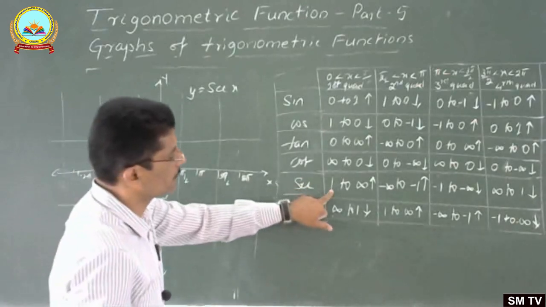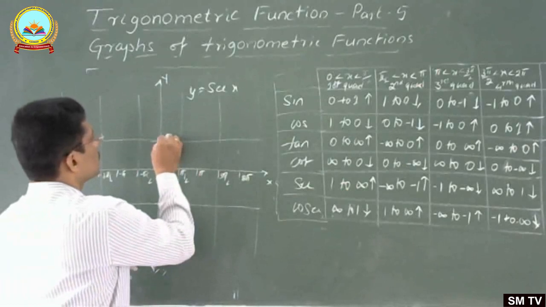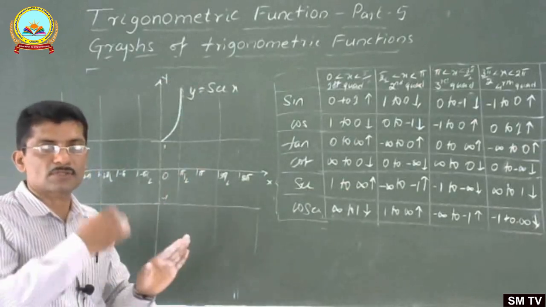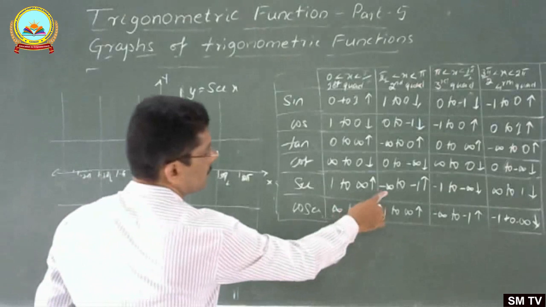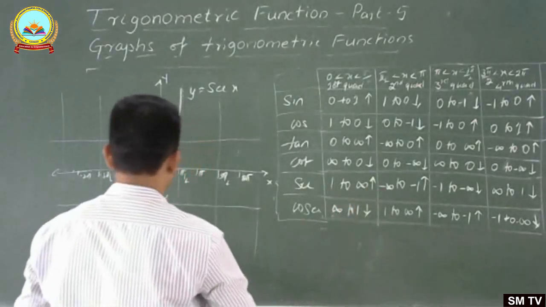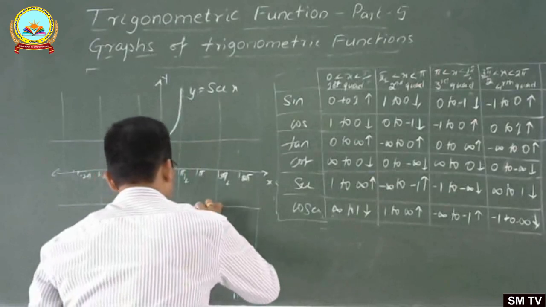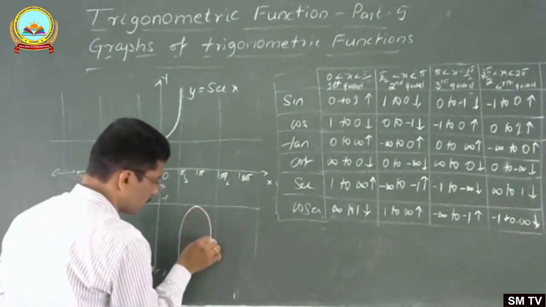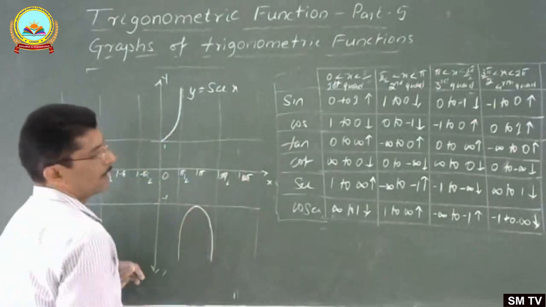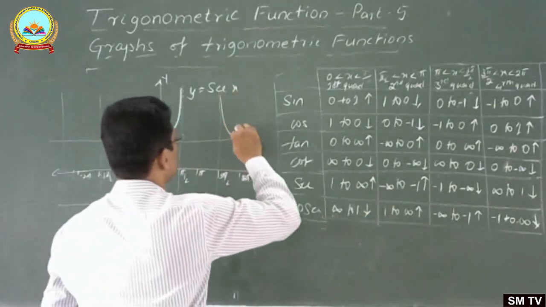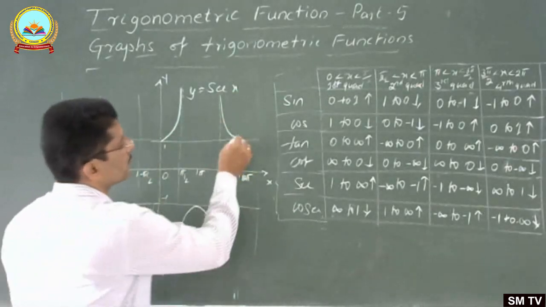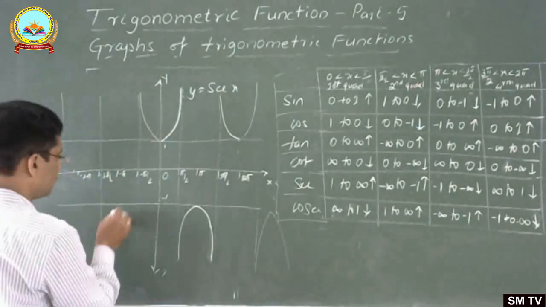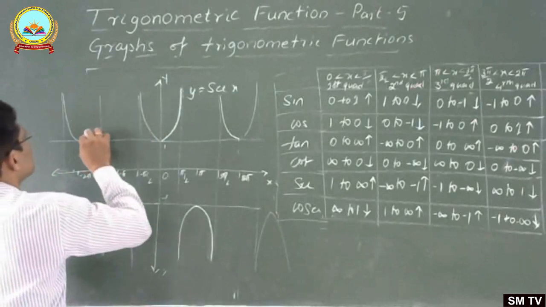In the first quadrant, from 0 to pi by 2, it starts at 1 and goes to infinity near pi by 2. It does not intersect pi by 2, because pi by 2 does not belong to the domain of the given function. In the second quadrant, from pi by 2 to pi, it goes from minus infinity to minus 1. In the third quadrant, from minus 1 it is again increasing to infinity. And in the fourth quadrant, it goes from infinity to 1 in one cycle. Continue in the second cycle like this, and also on the left-hand side of 0 in the same form. This is the graph of the secant function.